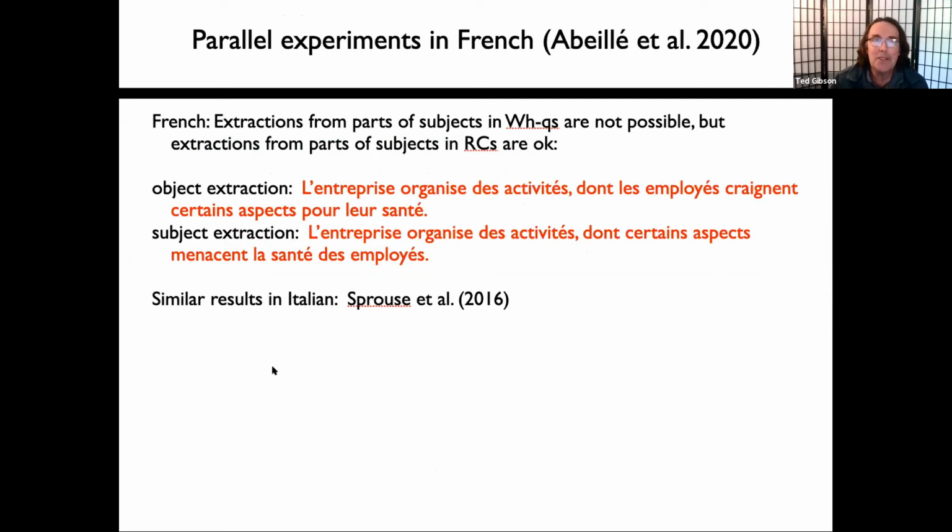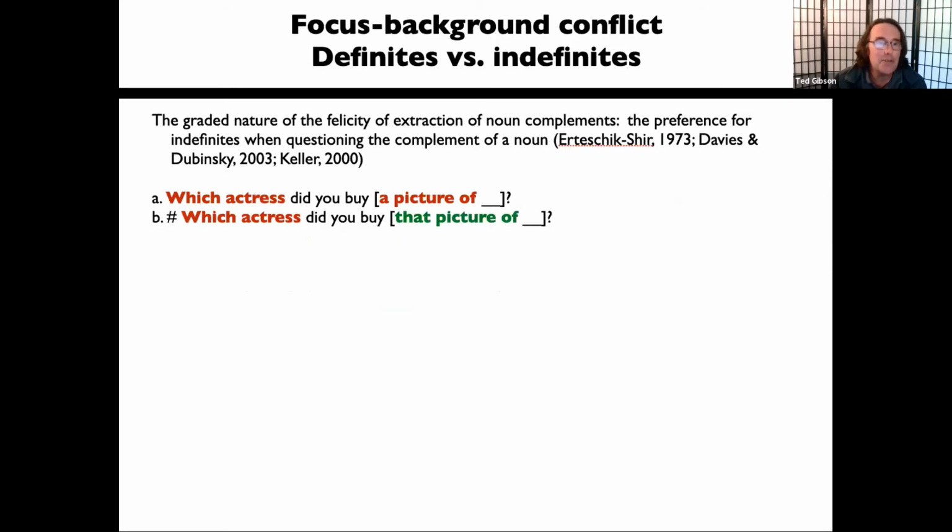We've run parallel experiments in English and French. Here are some French examples in case you want to see some. We get parallel results in French. Extractions from parts of subjects in WH questions in French are no good. Extractions from parts of subjects in relative clauses are okay. And fascinatingly, Sprouse et al. actually found exactly the same thing in Italian, but they didn't address the result theoretically. So we've got three languages which show the same kinds of results. There's a bunch of things which follow from this. I'll just tell you a couple.